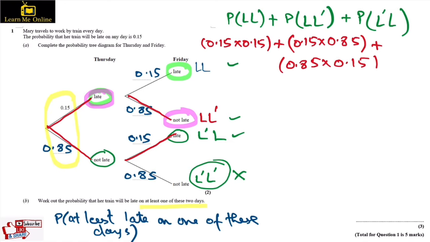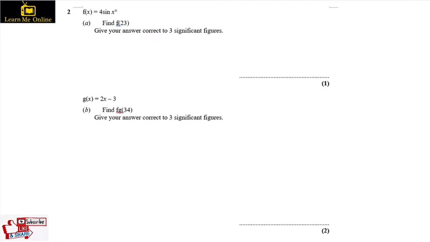Because the calculator is allowed, you do all the calculations exactly how it's written, and you would have the probability. The final answer would be 0.2775. I would suggest you write it down exactly in the calculator, using the brackets and everything exactly the same. Here we have the next question now.